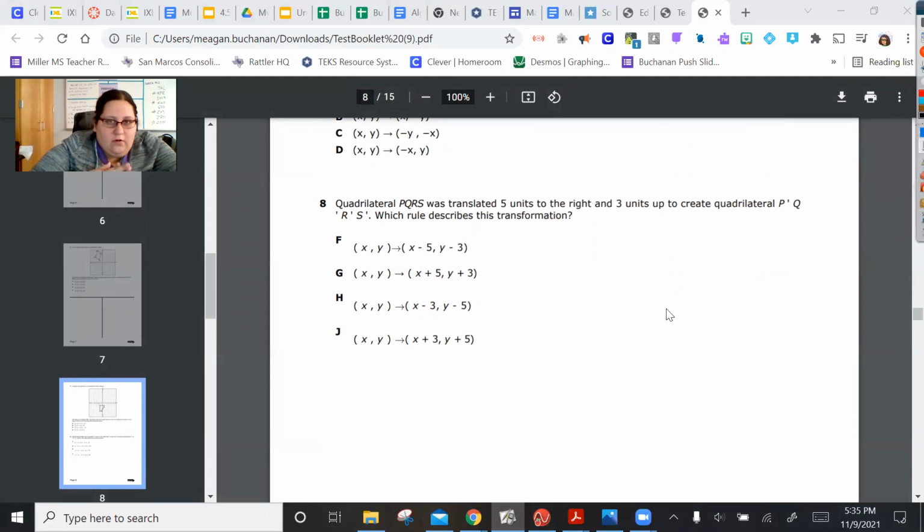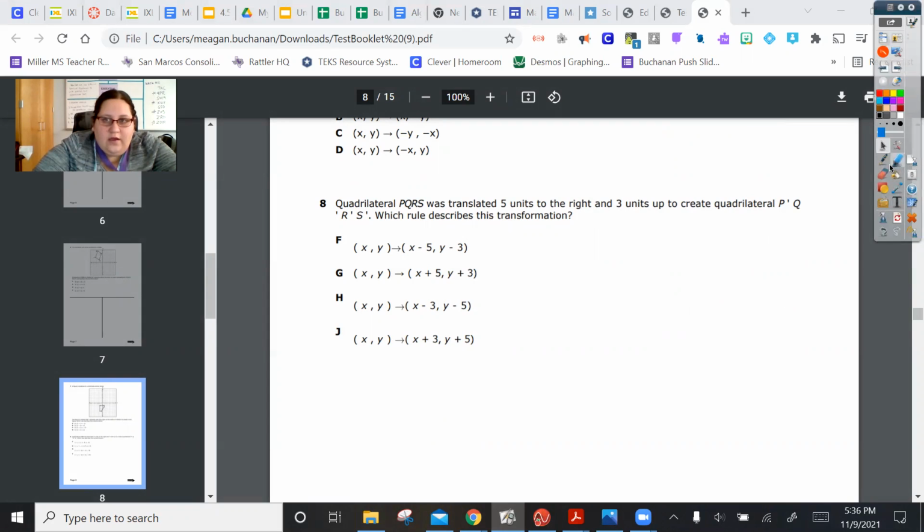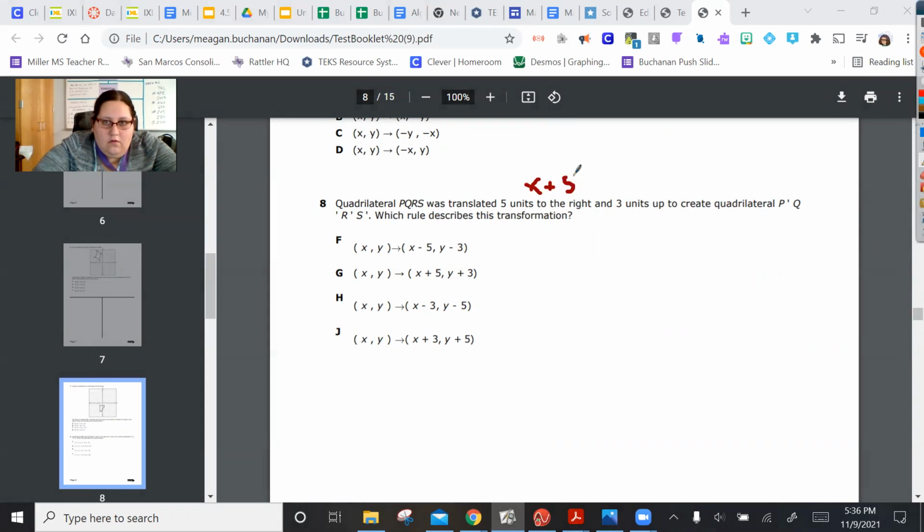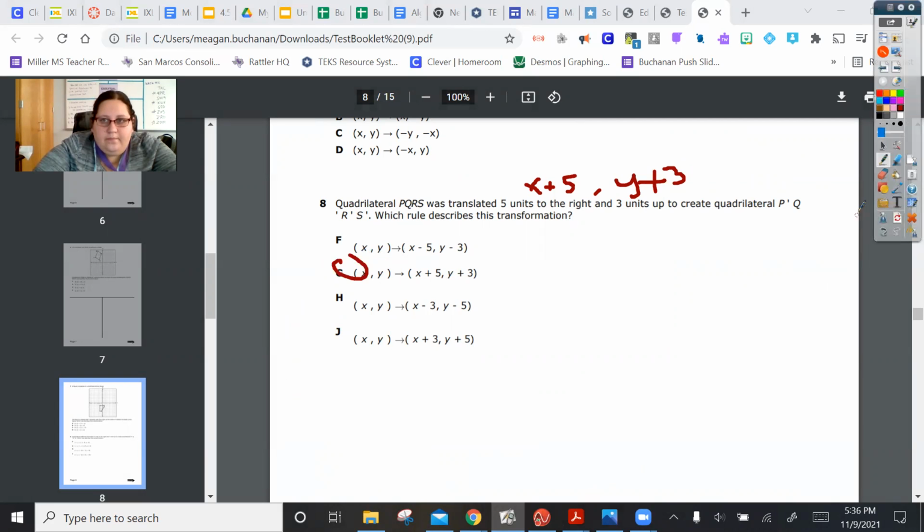Okay, quadrilateral PQRS was translated 5 units to the right, so that's x plus 5, and 3 units up, y plus 3. So plus 5, plus 3. G.